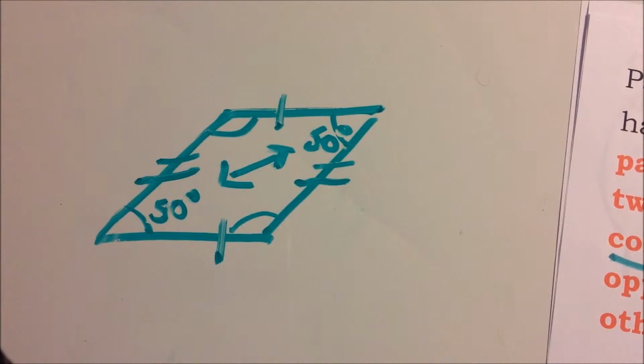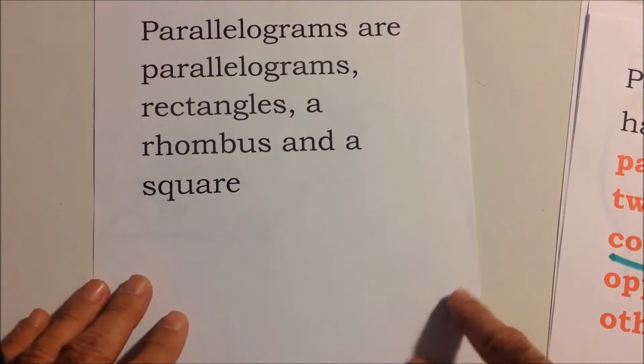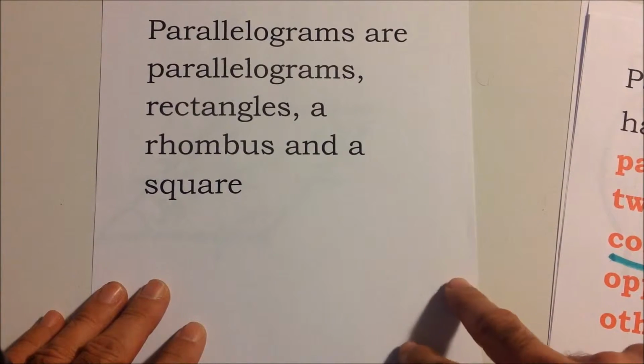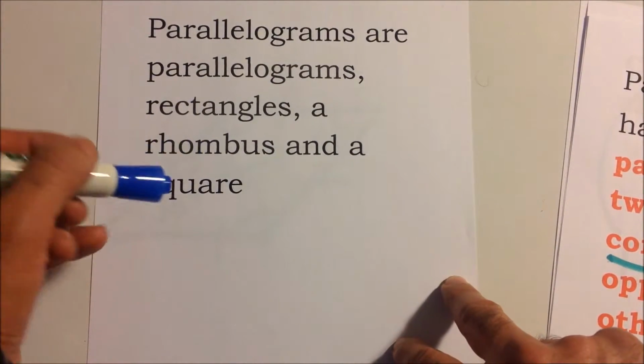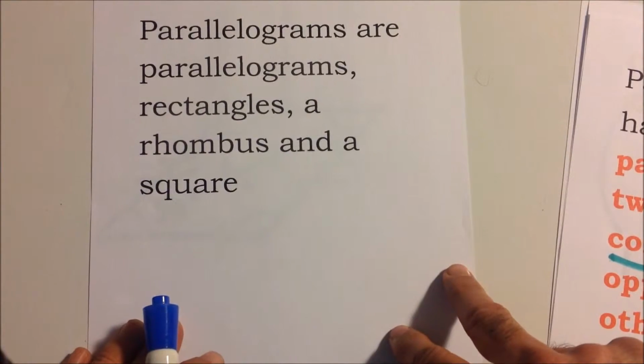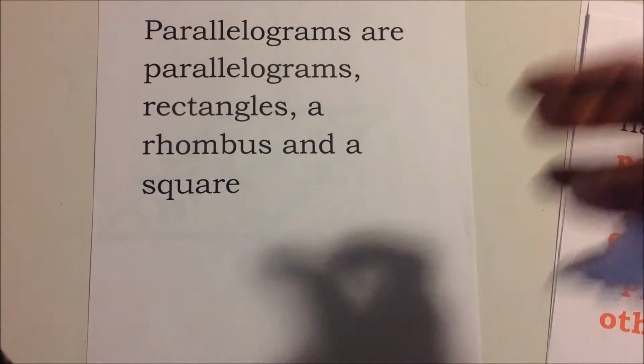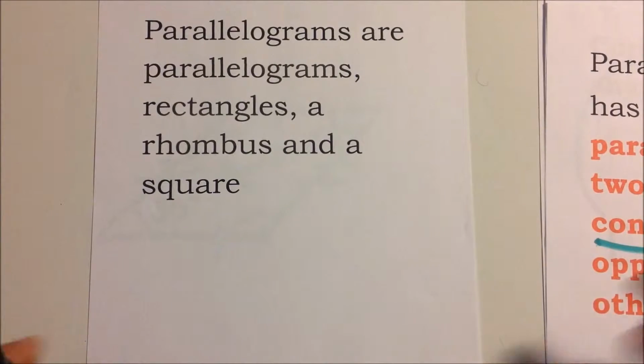And the thing about parallelograms, which may be a little confusing at first, is that rectangles, rhombuses, and squares are also parallelograms. And I'll go over that. There is a hierarchy when we're talking about quadrilaterals.